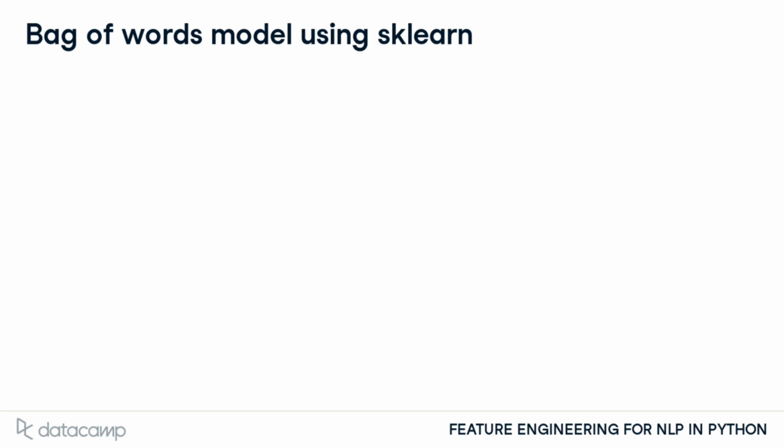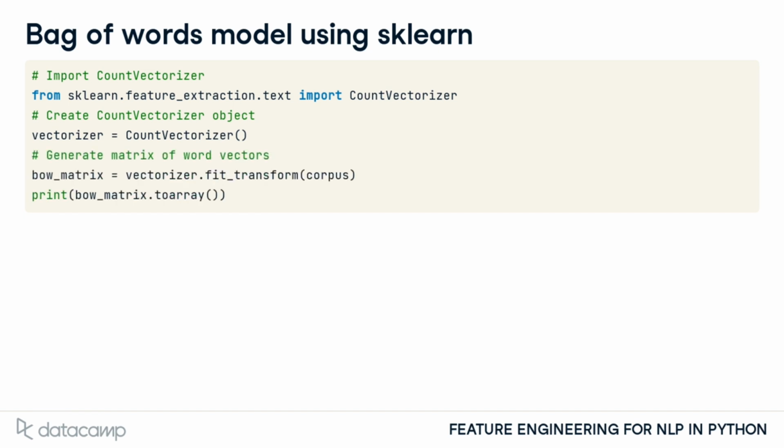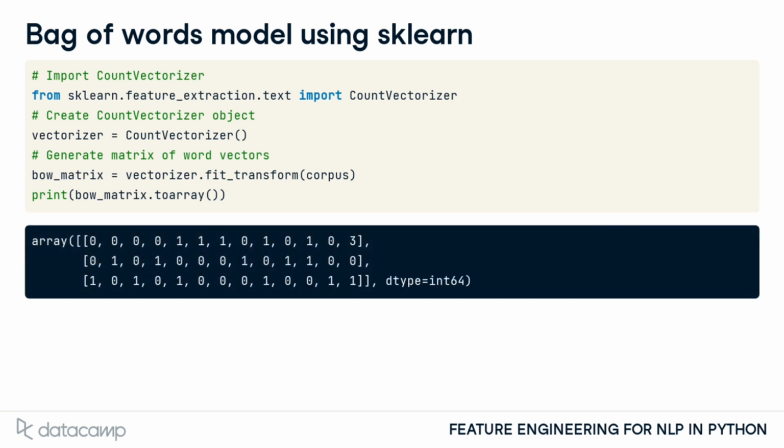We import the CountVectorizer class from sklearn.feature_extraction.text. This is the class that will help us build our bag of words model. Next, we instantiate a CountVectorizer object, vectorizer. We finally create a matrix of word vectors by passing corpus to the fit_transform method of vectorizer. This is stored in bow_matrix. This bow_matrix is a sparse matrix and we can print out its 2D array form using bow_matrix.toarray(). This gives us the following output.